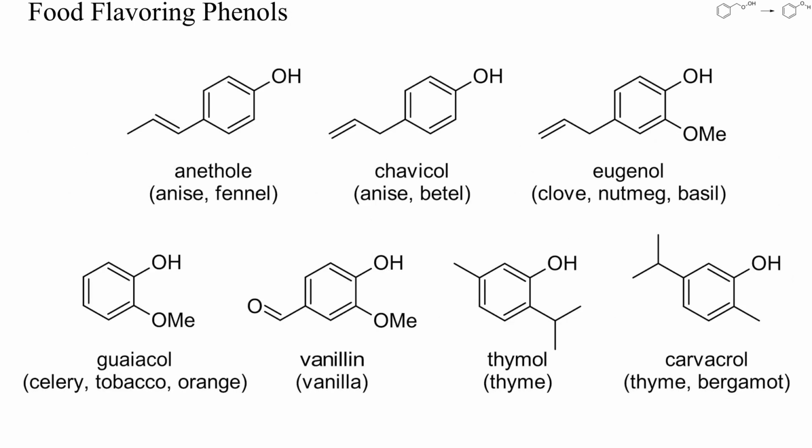Volatile phenols can have a strong, characteristic smell and are important flavoring agents. I've sketched here a selection of the most famous ones. Allylbenzenes are often mutagenic, safrole and methyl-eugenol for instance, but eugenol has not been classified as a human mutagen.